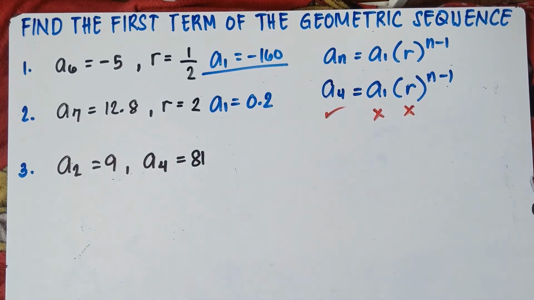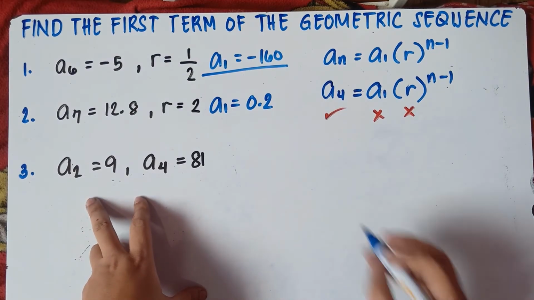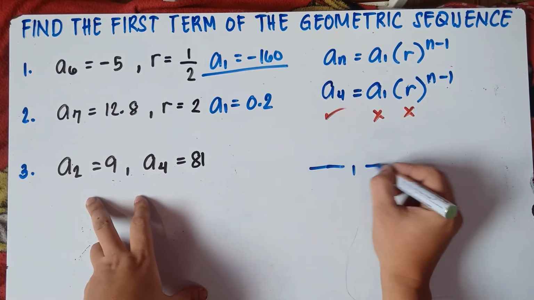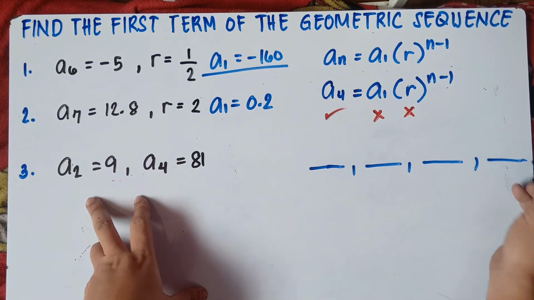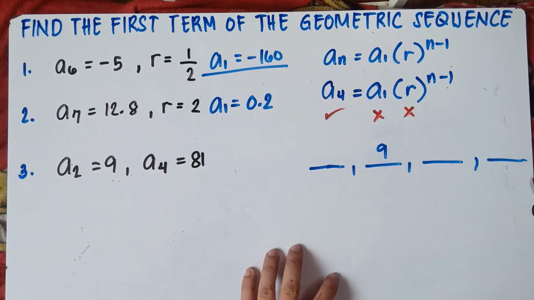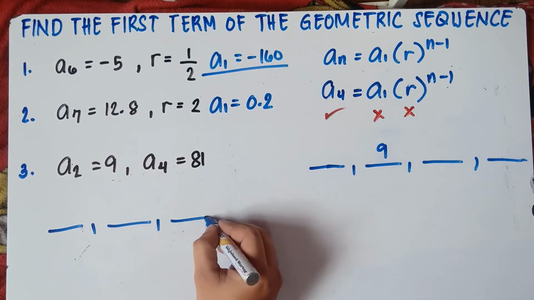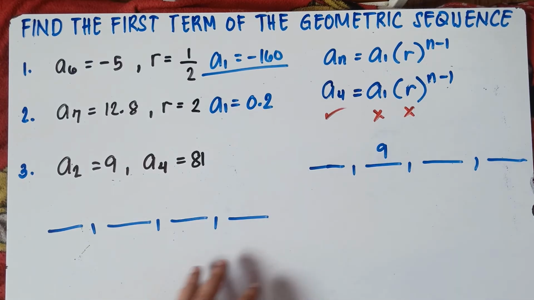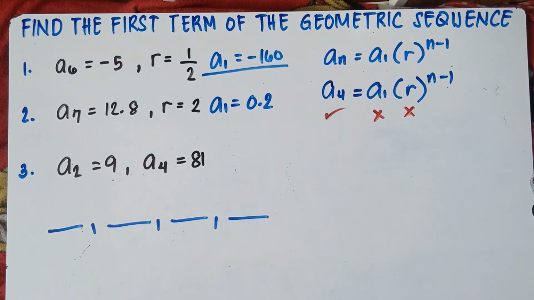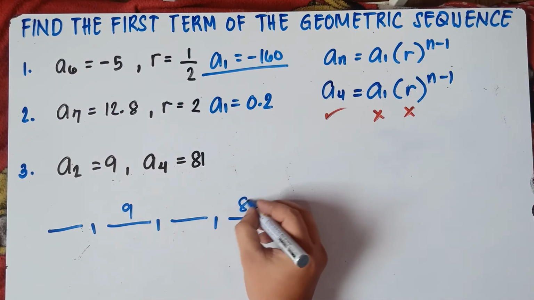So the thing that you will do, class, you will do it this way. Once again, you write the number of terms. So we have 4 terms. Let me just write it here, class, because we will be using this part. So once again, our a sub 2 is 9, and our a sub 4 is 81.